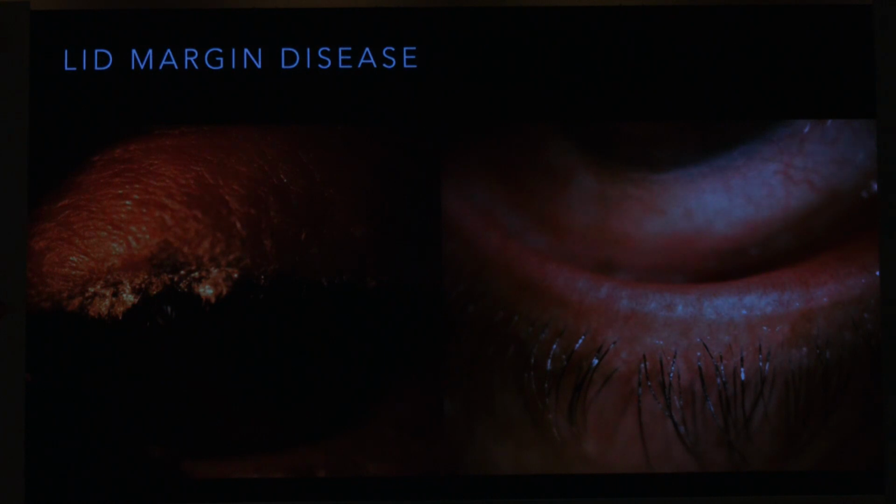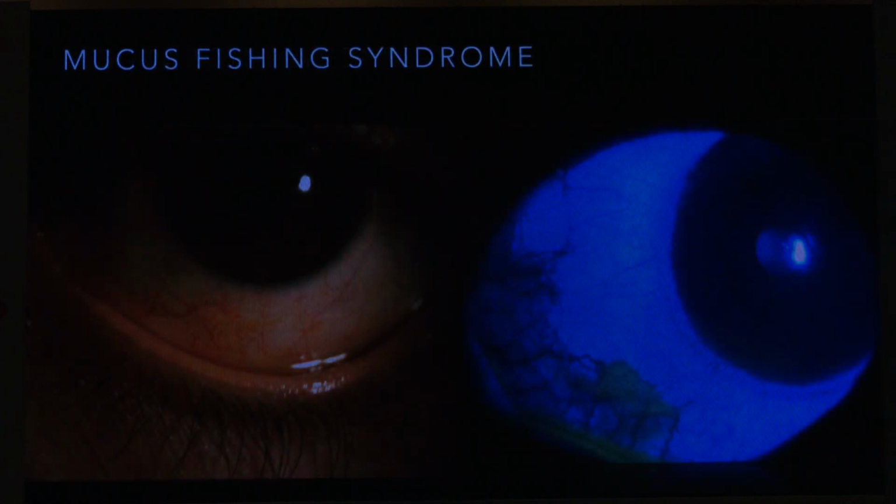look at their lids, look for lid margin disease. While the patient is sitting in your clinic, look at what they're doing. Are they constantly putting a handkerchief into the eye and fishing out mucus? Mucus fishing syndrome can present with all the symptoms of dry eye, but it's not strictly speaking a dry eye, although it can be caused by dry eye. And you'll have this typical conjunctival defect in the inferonasal quadrant caused by the trauma from fishing out mucus, and that can give you symptoms similar to dry eye.